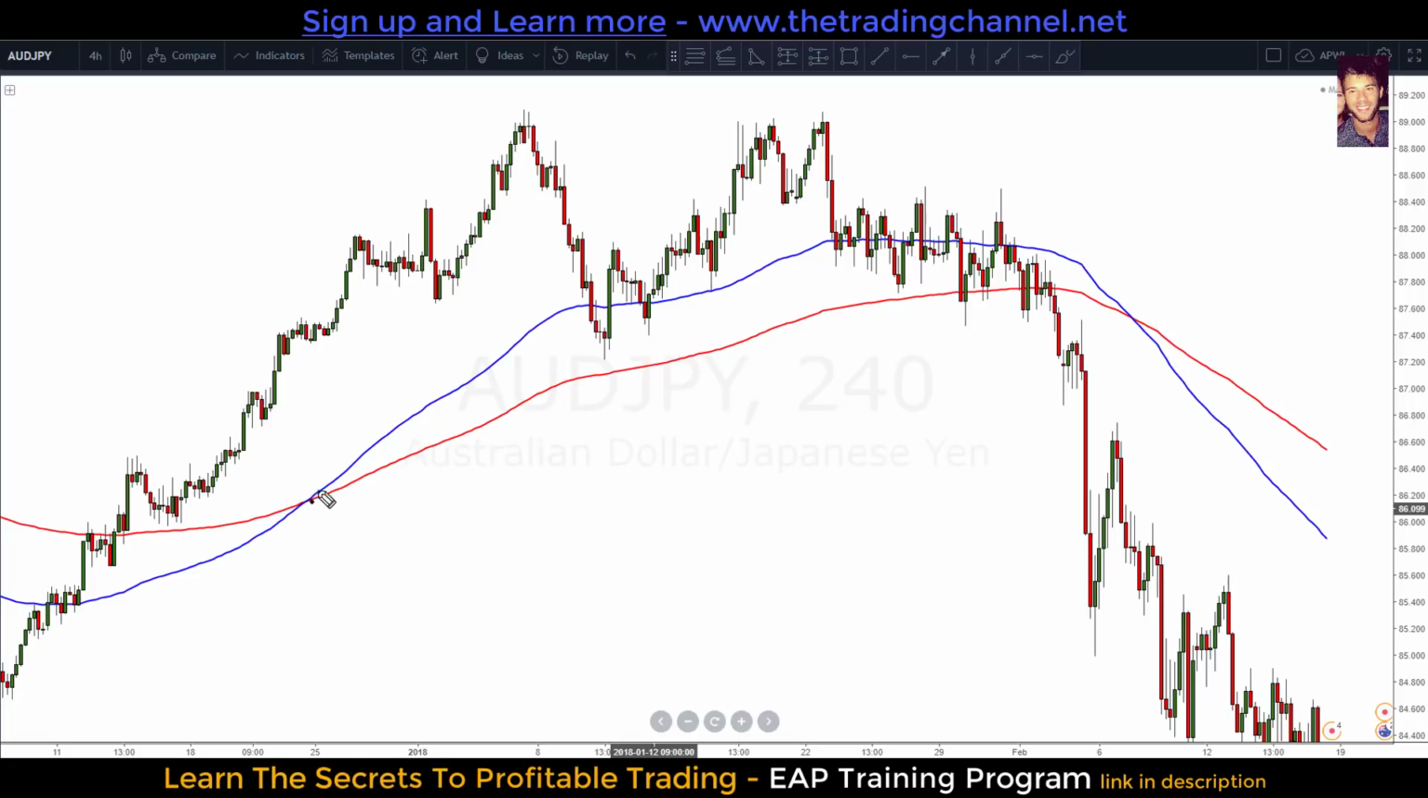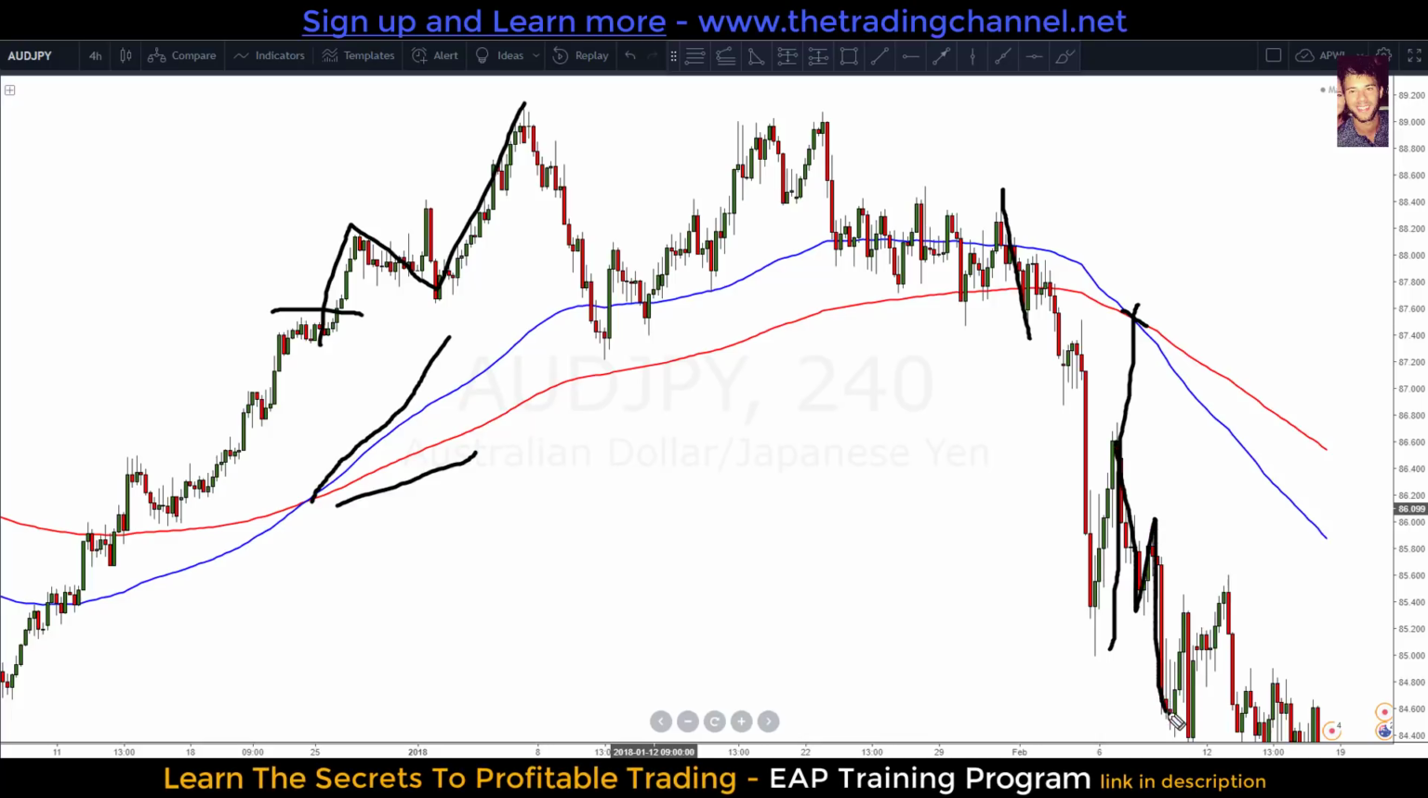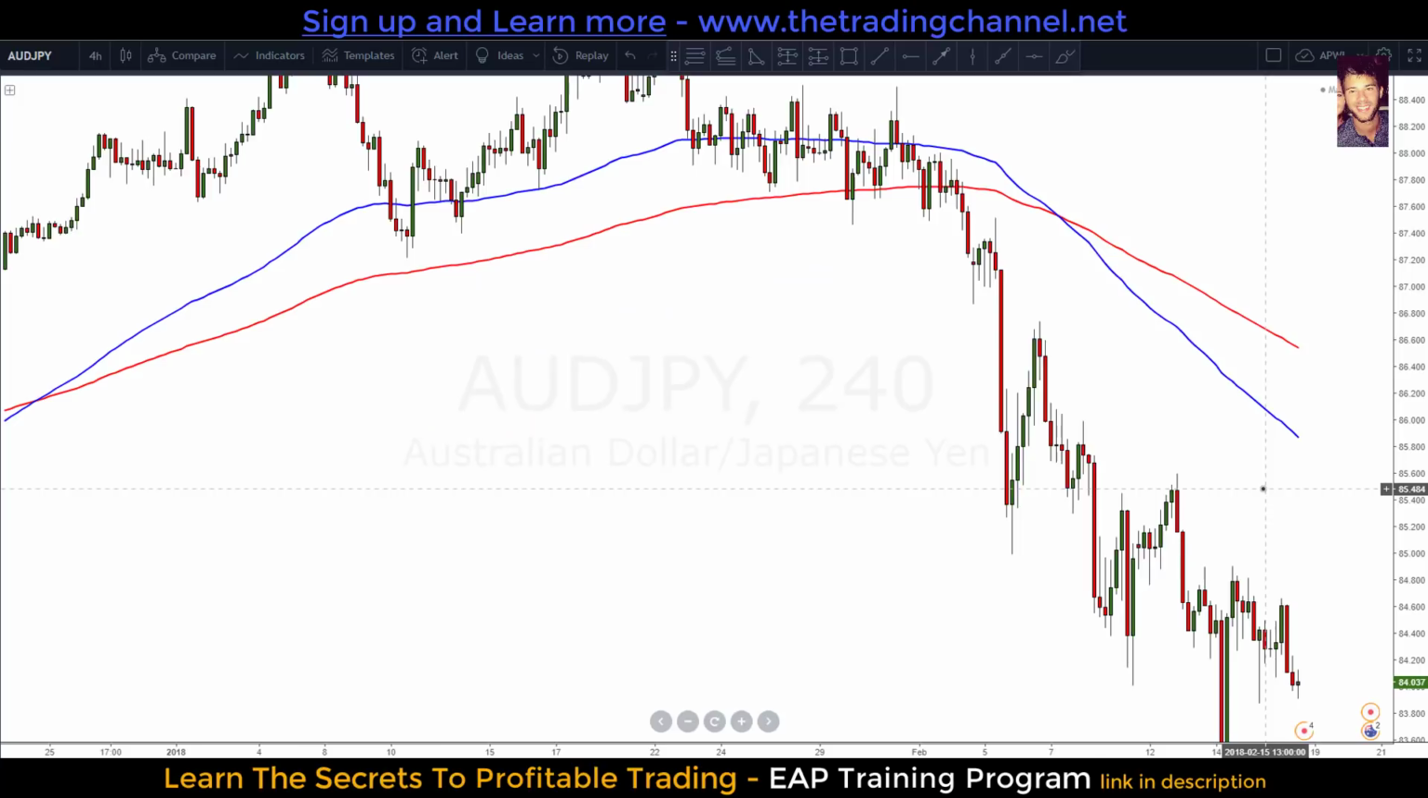And as you can see, while the blue line is above our red line, what we're looking for is long trades, looking for the market to continue that trend in the upward direction. And while the blue line, here's our cross, is below our red line, we're looking for short trades in a continuation of a downtrend.